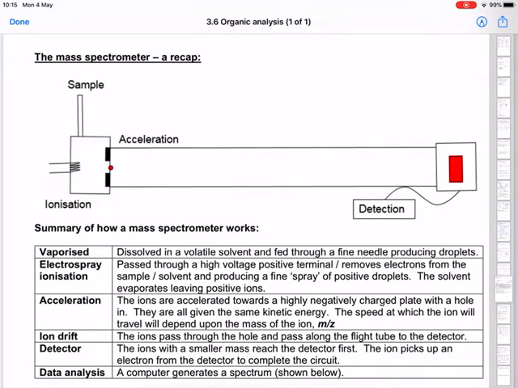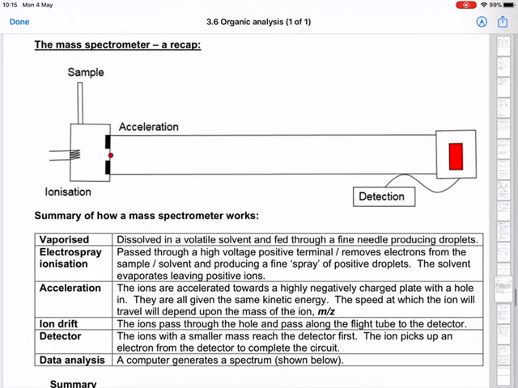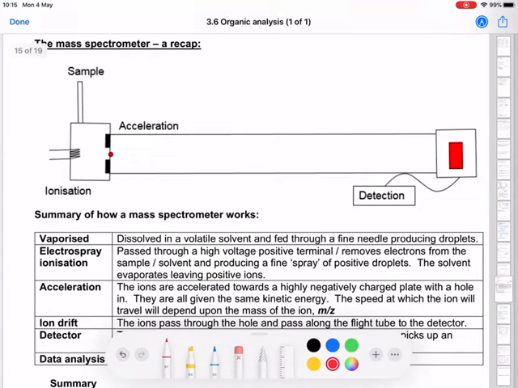So we're going to have a look at mass spectroscopy again, and I'll just do a little recap on what we've done earlier in the year. If you remember the way the mass spectroscopy works, there's several stages. The first stage is at this point here. At this point here, the sample is vaporized, and then either an electron is removed or a hydrogen ion is added, and of course that creates a positive charge.